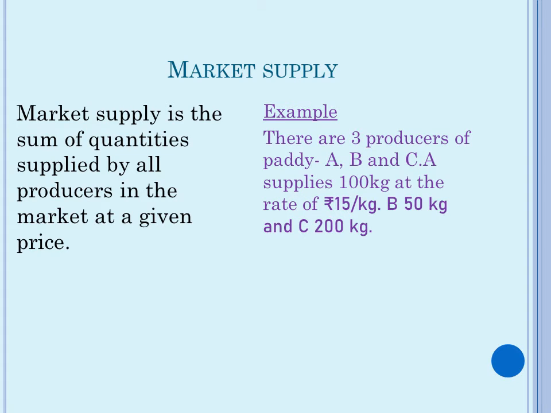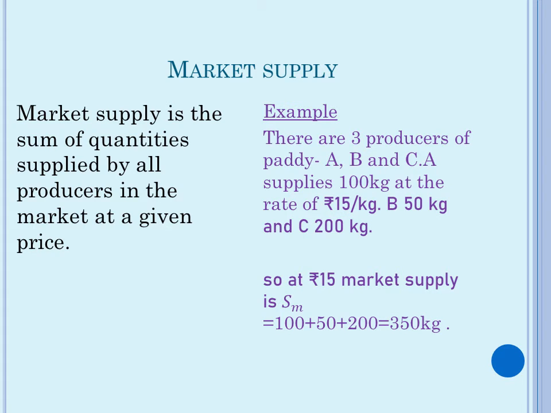there are 3 producers of paddy: A, B, C. A supplies 100 kg at the rate of rupees 15 per kg, B supplies 50 kg at rupees 15 per kg, and C supplies 200 kg. So when we add these together, we get market supply. What is the market supply at the rate of rupees 15? Market supply is 100 plus 50 plus 200, and we get 350 kg. This is the market supply.